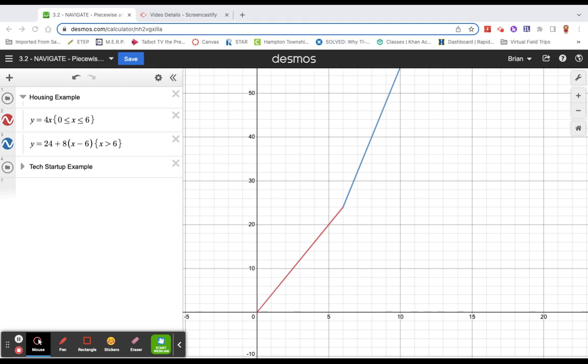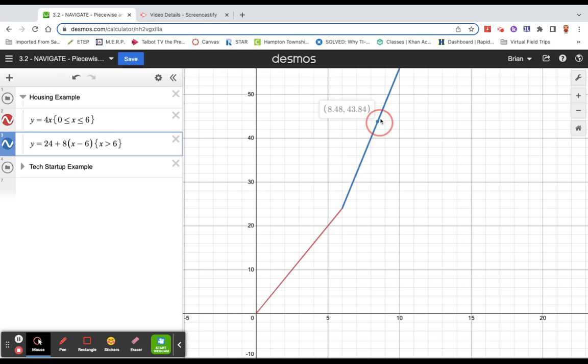Now, this graph has some serious limitations to it that need to be addressed. First, it is unlikely that you are interested in all of these points in between. How many houses after 2.57 years? How many houses after 3.47? How many houses after 8.48 years? We're not necessarily so interested in those in-between points.